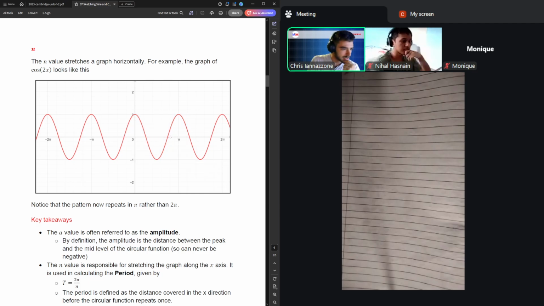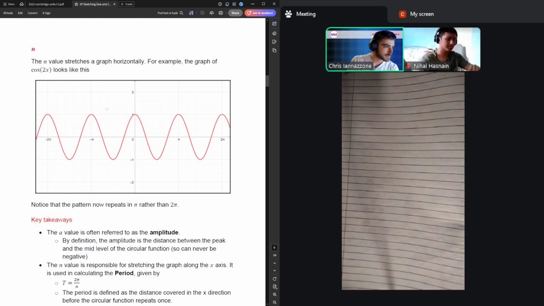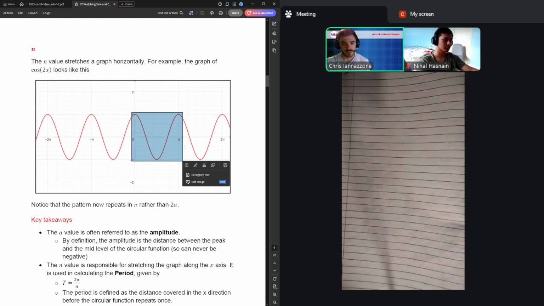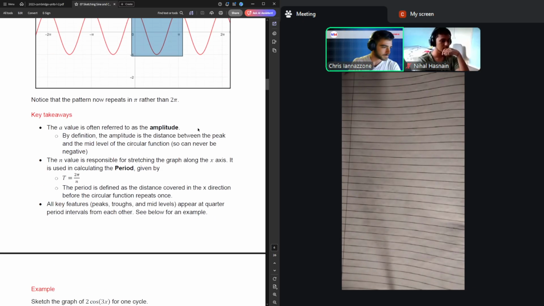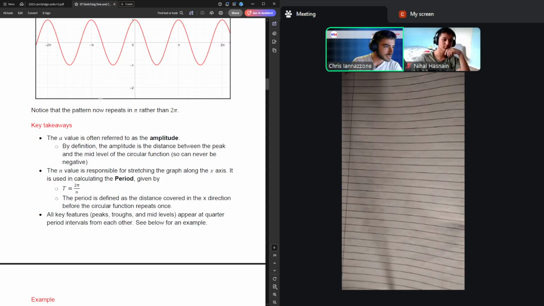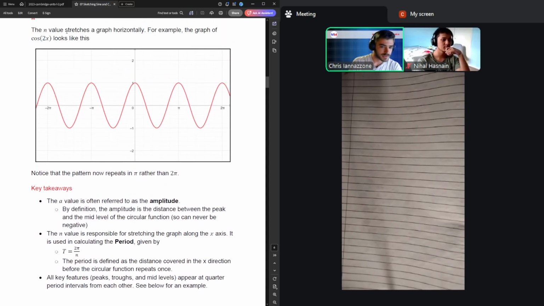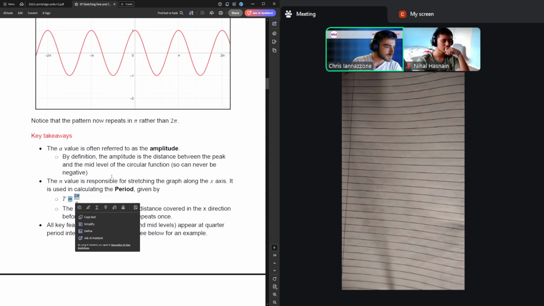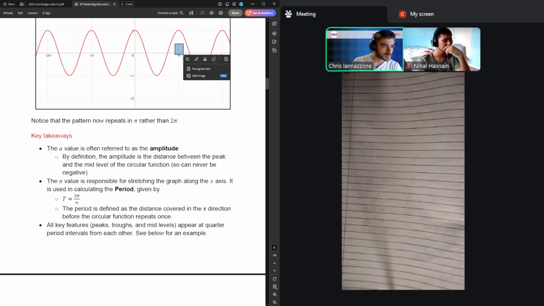But okay, so as I was saying here, the n term, that is the dilation factor that affects the x. And yeah, you can see that having a 2 there now, it repeats in pi rather than in 2 pi. That's using calculating the period. So the period is 2 pi divided by n. So n is that term there, the 2. And so that's why this one will repeat in pi. 2 pi divided by 2 gets you pi.